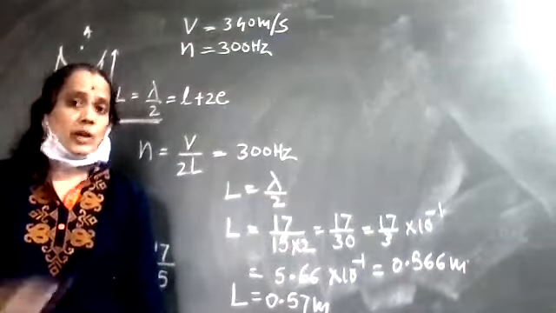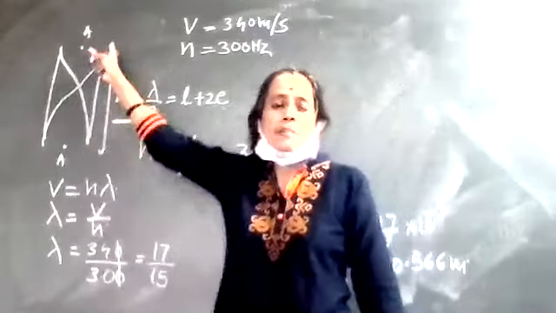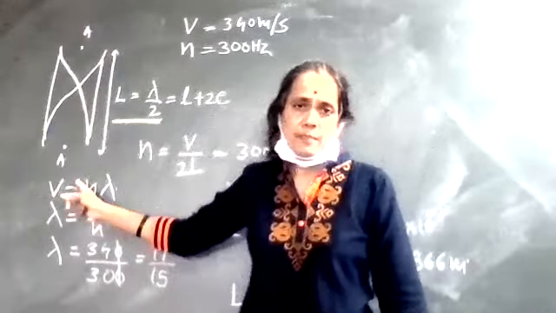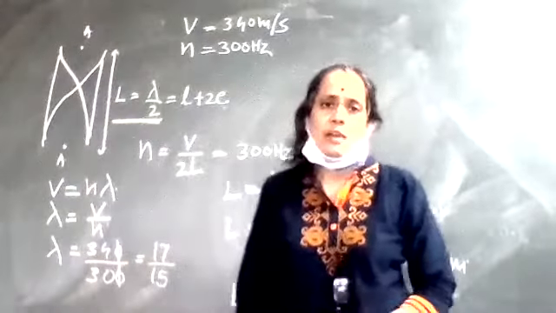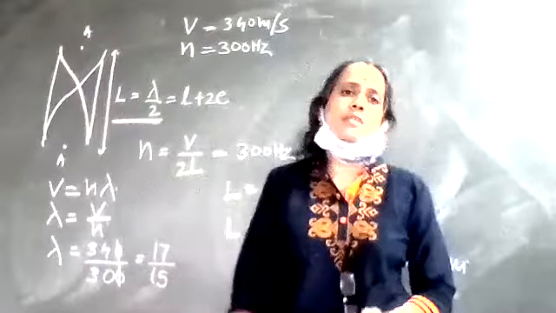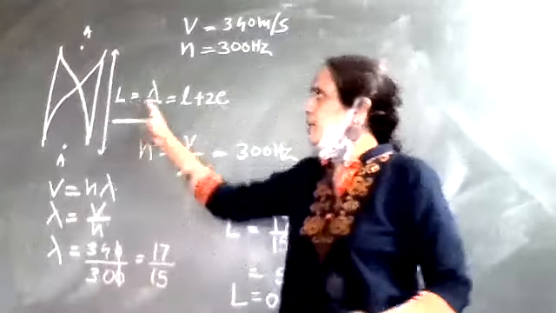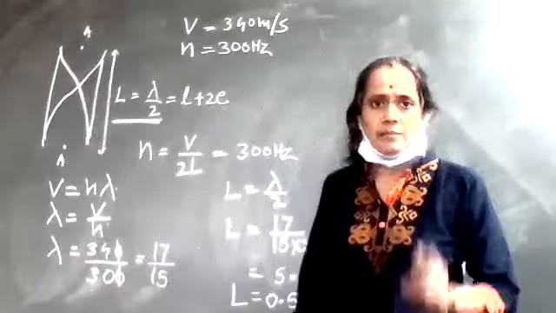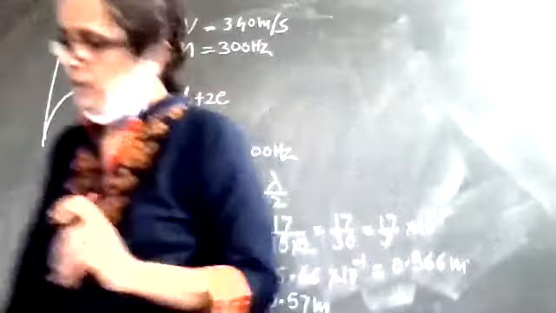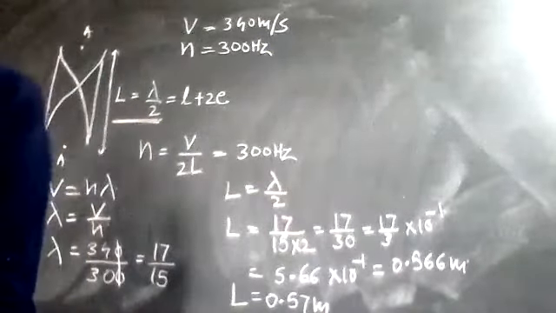Got it? So again here, which property are we using from stationary waves? When the pipe is open at both the ends, there is a formation of antinodes at both the ends, and the distance between two successive antinodes is nothing but lambda by 2. So using that property we have written this. Clear? Okay, then your next problem is problem number 17.